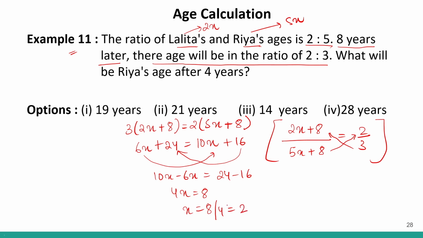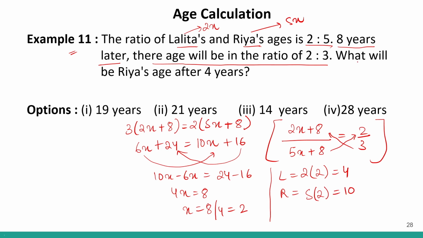Clear? This much is clear, how we found the value of x. So x value is equal to 2. Now we have to find the present values. So the present value of Lalita is 2x. That means 2 into 2, which is 4. Similarly, the present value of Riya will be 5 into x, 5 into 2, which was 10.